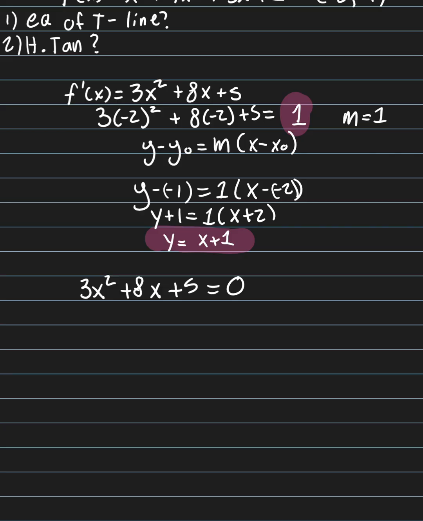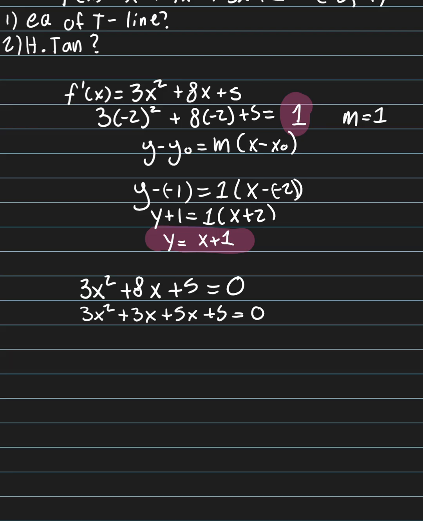Let's multiply 3, our a, and our c, which is 5, and we get 15. And then our b is 8. So what numbers multiply to 15 and add to 8? That's 3 and 5. So now we can rewrite this as 3x squared plus 3x plus 5x plus 5 equals 0.